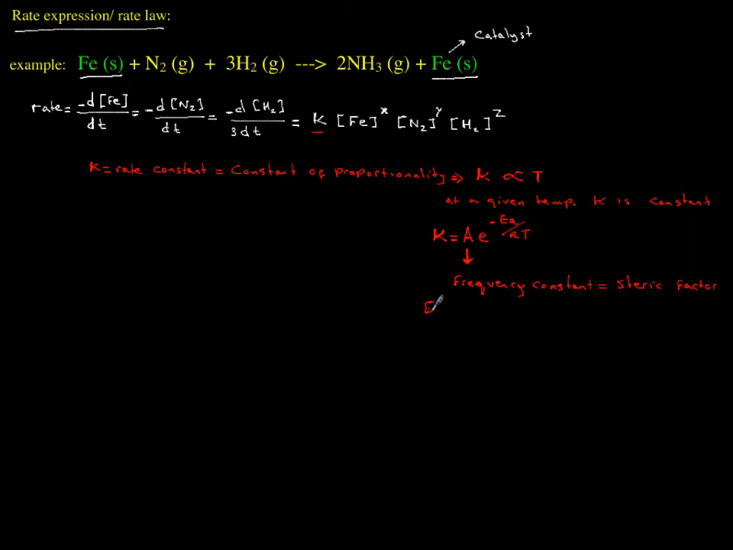Ea is activation energy, the minimum energy you need for a reaction to proceed. It's constant for a given reaction, nothing changes that. Temperature should be in Kelvin. And R is your gas constant, which is 8.314 joules per mole per Kelvin. So that's what K is.